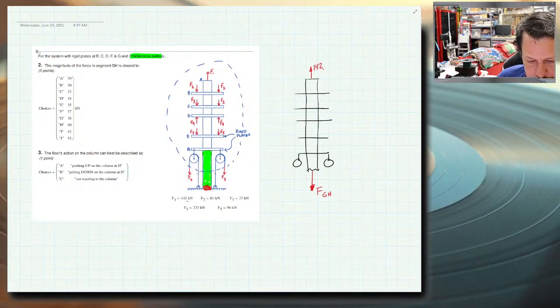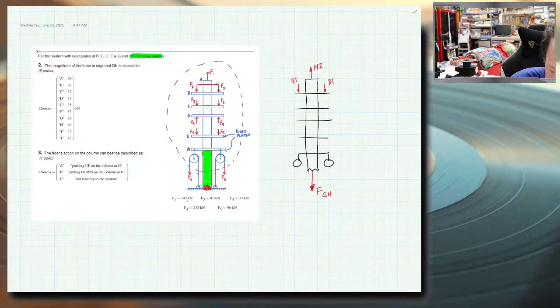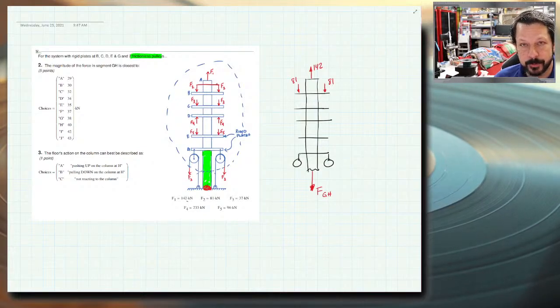F2, there are two shown and they're not connected together, so that means they are two independent forces. So I've got 81 over here and an additional 81 over here. If they were connected, then it doesn't matter how many arrows there are, it's just one 81 kilonewton force. But if they're separate arrows and not connected together, then they are separate forces.